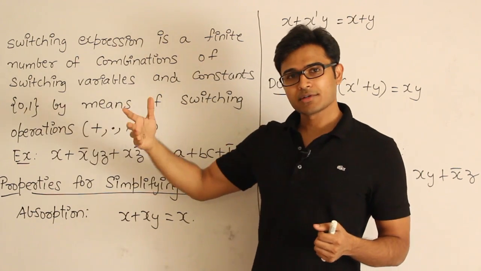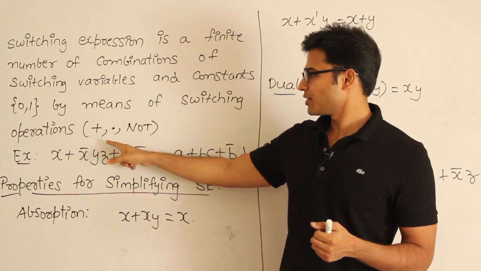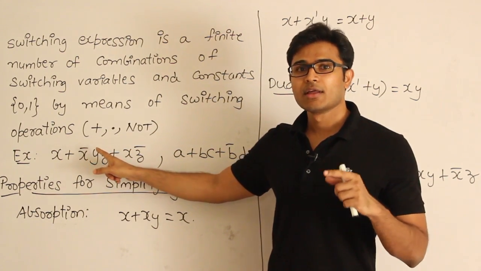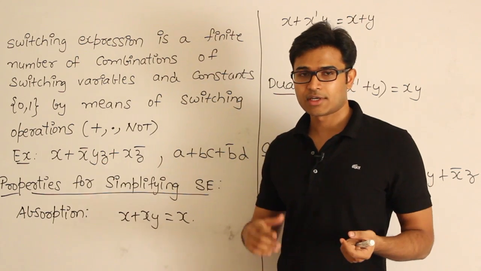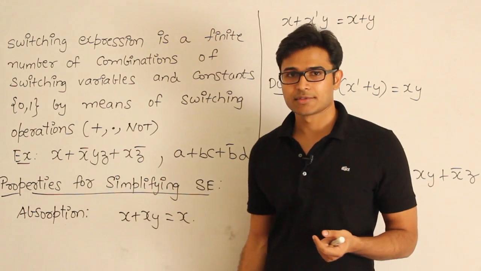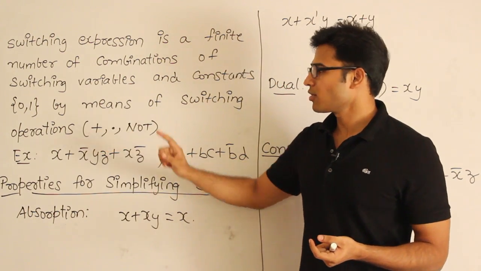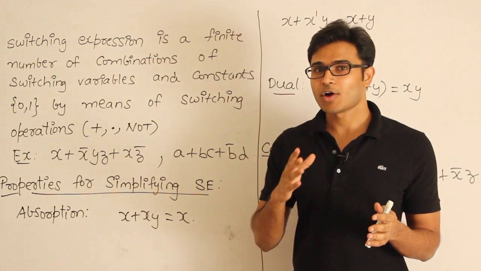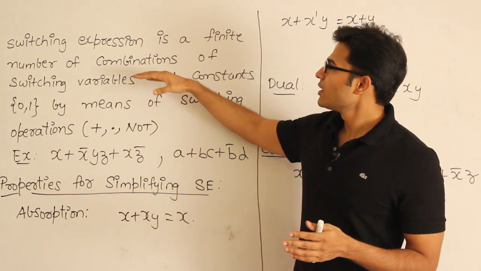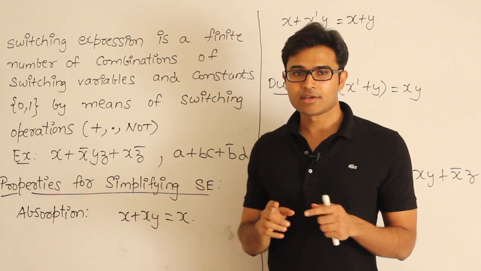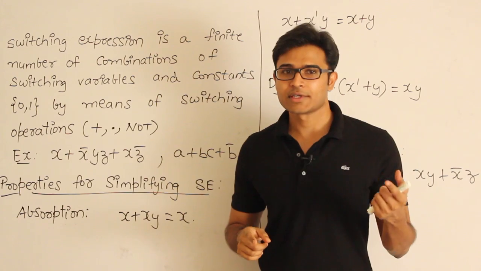So any other operation can be implemented using these operations. Therefore, these are the basic operations or primitive operations or complete. They are functionally complete also. Functionally complete means any operation can be implemented using these operations: plus, dot and not. If I have AND, OR and NOT operations, and if I have these Boolean variables along with the constants, and if I form any expression, that is called switching expression.